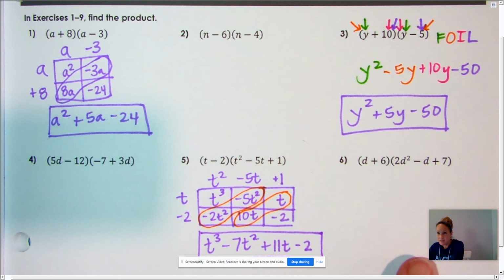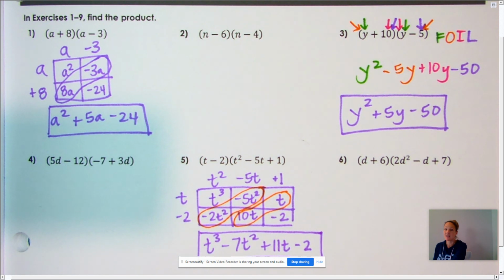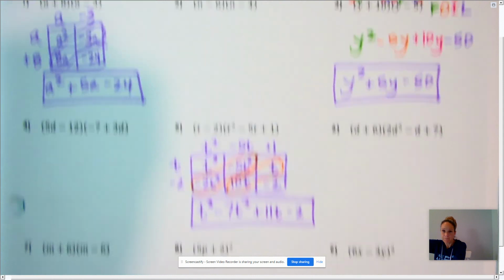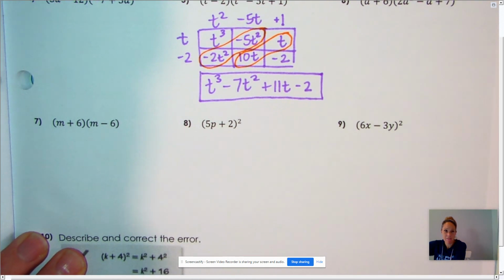Okay, number 6, we're going to skip, but it's going to look just like this one. You're not skipping it. I'm just skipping it. You're going to try that one on your own. It should look just like this if you want to use that method. We'll do question number 7 together.